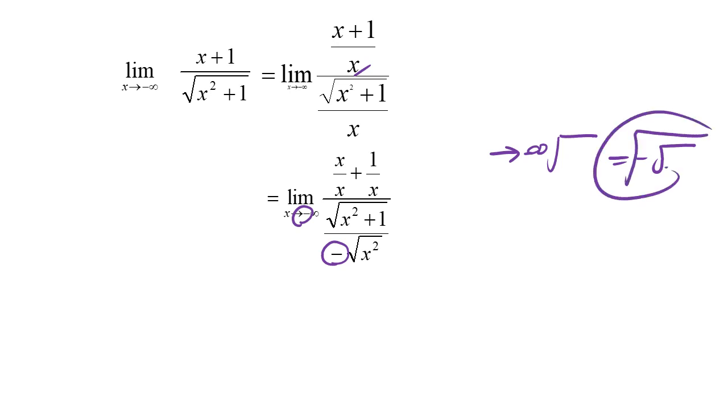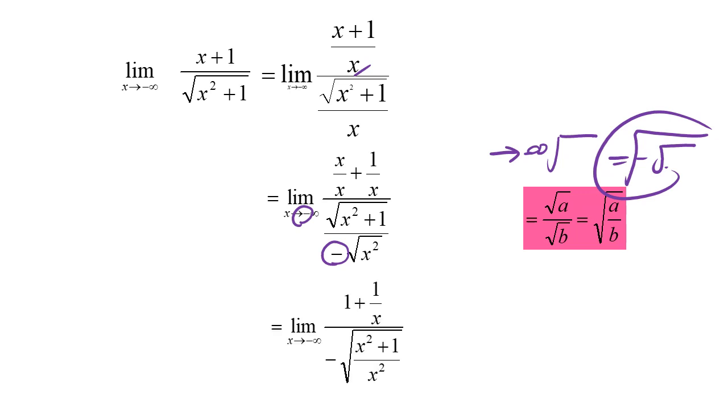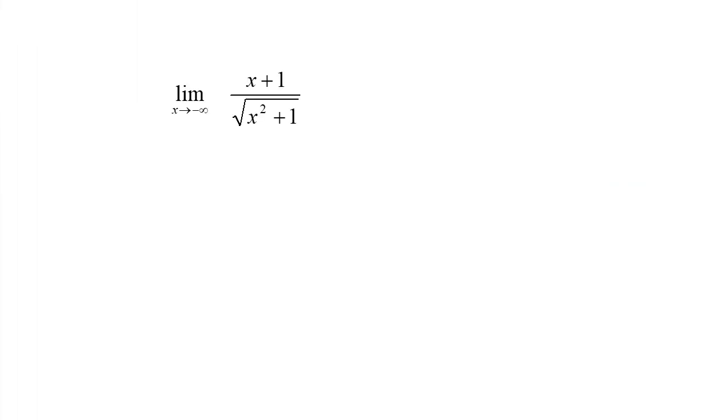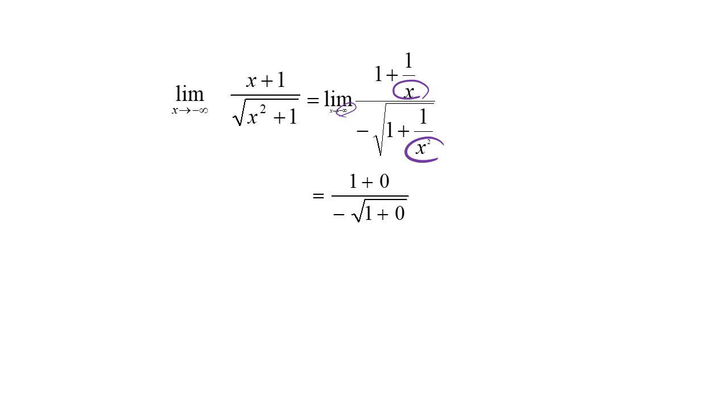Okay, please remember this. So what we get: x over x equal to 1, plus 1 over x, and then divided with the square root of x squared plus 1 over x squared. So it can be 1 plus 1 over x divided with negative square root of 1 plus 1 over x squared. After we replace x with negative infinity, we have 1 plus 0 divided with negative square root of 1 plus 0. So 1 divided with negative square root of 1 is equal to negative 1.